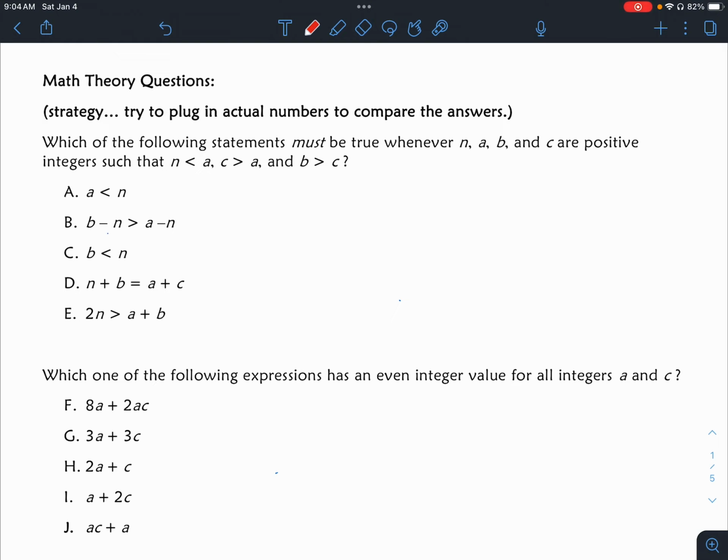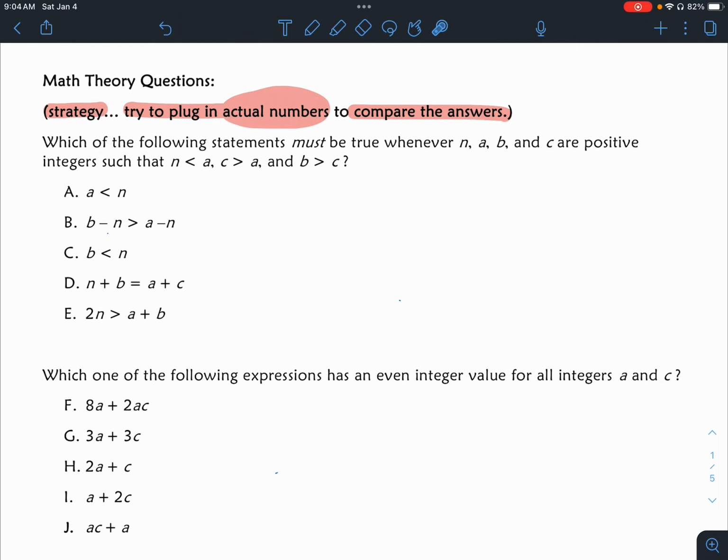Some questions do take you a little bit longer than others, but if you feel like you are really spinning your wheels, you just need to make your best guess and move on. There are other questions that you are probably more comfortable and confident with. Now, here's one strategy I will give you with these theory questions. A good strategy is to try to plug in actual numbers and compare the answers, because these theory questions will throw all kinds of variables at you, and they'll often refer to different sets of numbers like integers and rational numbers.